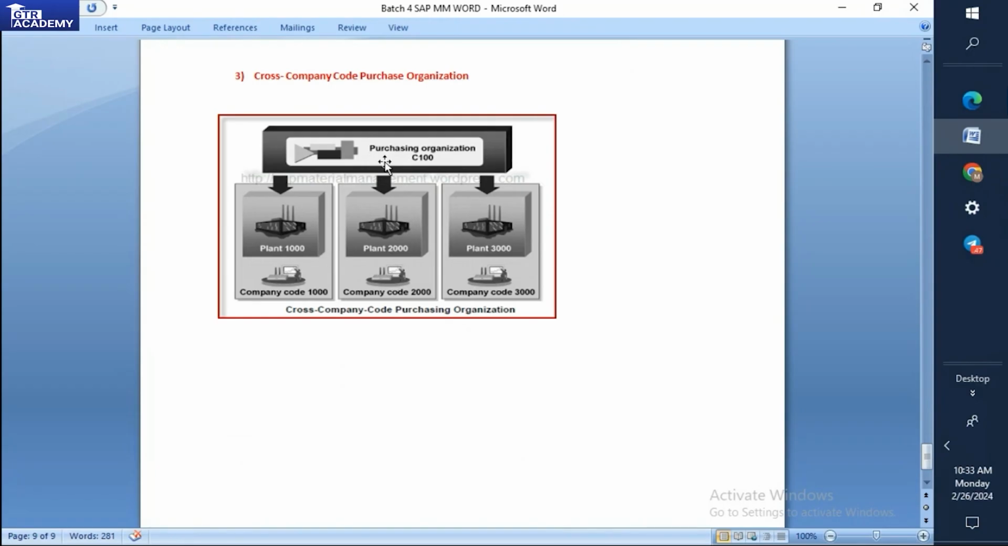Here, this purchase organization is responsible for all the procurement activities for all the company codes. For plant 1000, plant 2000, plant 3000, whatever material is required for the business process, only this purchase organization C100 is responsible for all these plants. These plants are attached to this purchase organization.